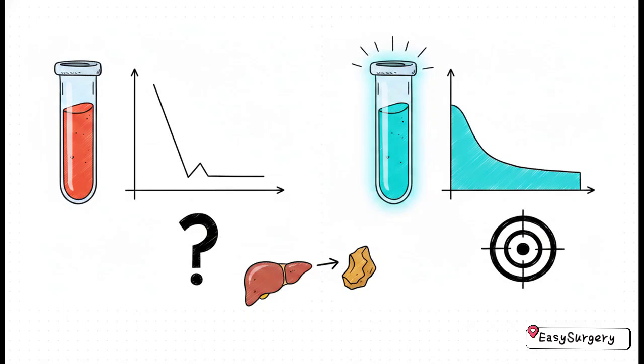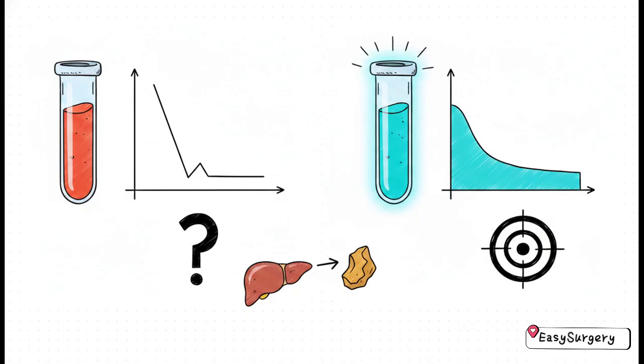Now, amylase spikes fast, but it drops off just as quickly. And frankly, it's notoriously unspecific. It could shoot up from a perforated ulcer or even gut ischemia. So scratch amylase. Lipase is really your best friend here. It stays elevated much longer, giving you a significantly wider diagnostic window, and it's highly, highly specific to the pancreas.